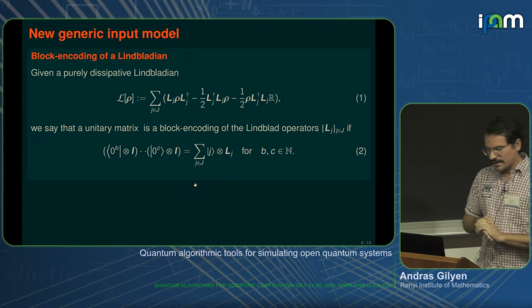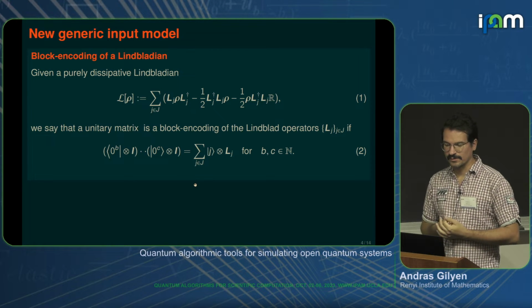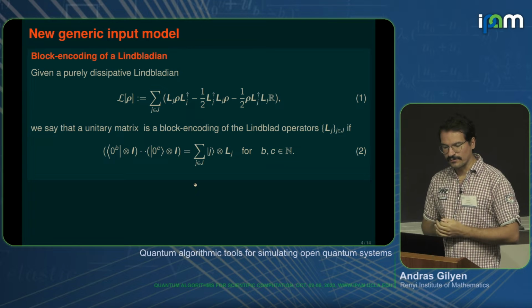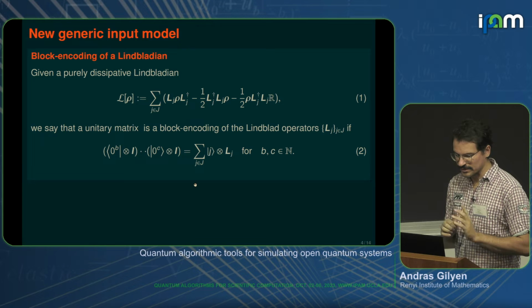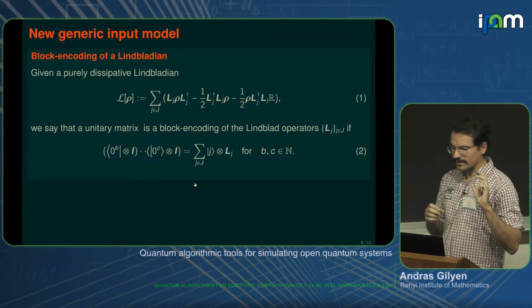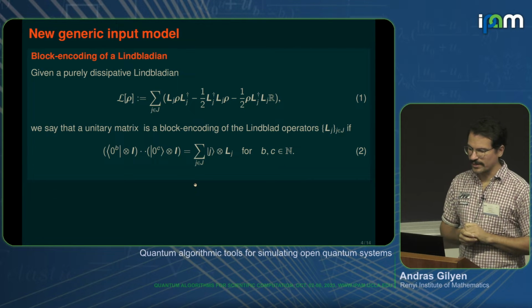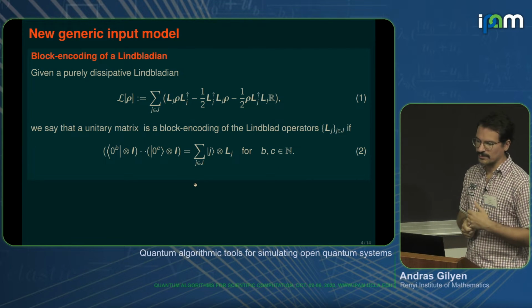So, okay, now I want to describe how to simulate such Lindbladians. There were already works on how to do that, but we have an improvement over this, which I'll describe, and where it stems from. Basically, we take the input model, which is described here, which is a sort of block encoding of the Lindbladian, which block encodes all the jump operators.